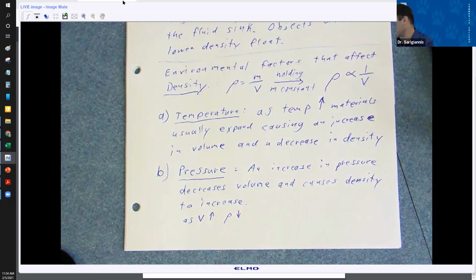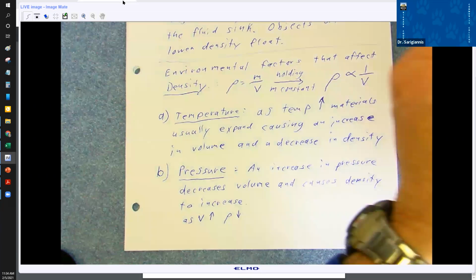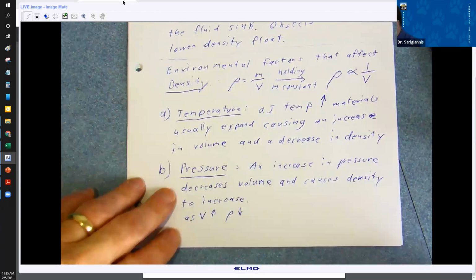The last thing I want to talk about for density is water. What time is it? Oh, 11. Yeah, we've got time.